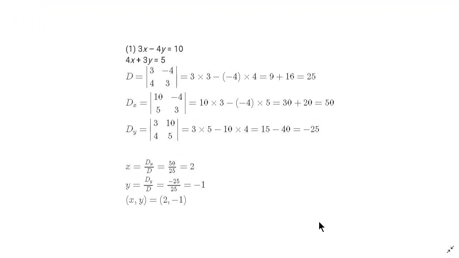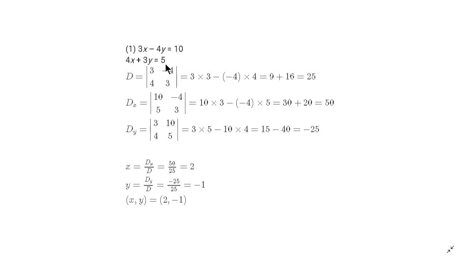This is question number 3, where the simultaneous equations in two variables are solved by Cramer's rule or the determinant method. The equations are 3x minus 4y is equal to 10. This is the first example from question number 3, and the first equation is 3x minus 4y is equal to 10. The second equation is 4x plus 3y is equal to 5.